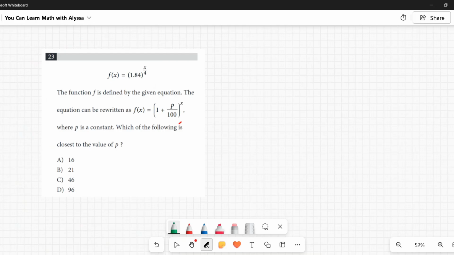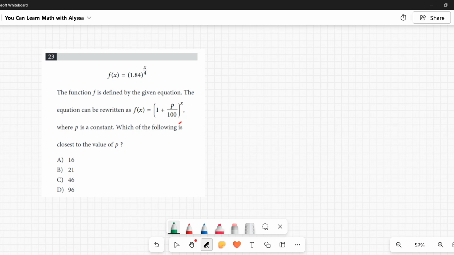Number 23, f of x equals 1.84 to the power of x over 4. The function f is defined by the given equation. The equation can be written as f of x equals 1 plus p over 100 to the power of x, where p is a constant. Which of the following is closest to the value of p?